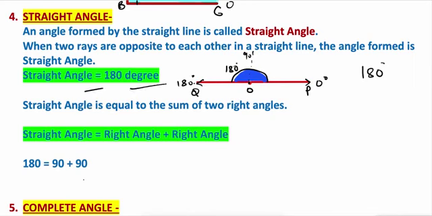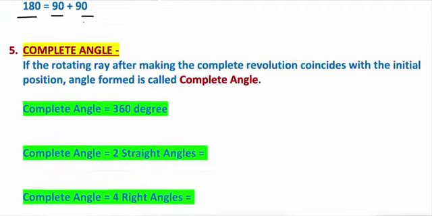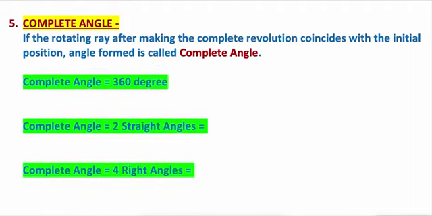A straight angle is equal to the sum of two right angles, that is 90 degrees plus 90 degrees. Straight angle is equal to right angle plus right angle. 90 plus 90 is 180 degrees. So two right angles make one straight angle. Next is the complete angle. If the rotating ray, after making a complete revolution, coincides with the initial position, for example, here if it starts from O and A, if it starts from A and again coincides on the same ray OA, then the angle formed is called the 360 degree angle.